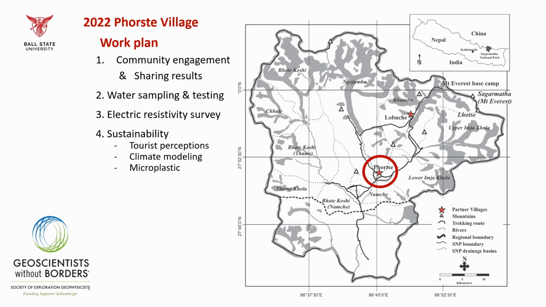In 2022, we completed phase 1 of our project, which was to work with the village of Phorste, shown here in the red circle. Our project has 4 main phases, which are firstly, community engagement and sharing of results. Secondly, water sampling and testing. Third, an ERT, a resistivity survey. And fourth, sustainability, which encompasses 3 smaller projects, including tourist perceptions, climate modeling, and new threats such as microplastics.